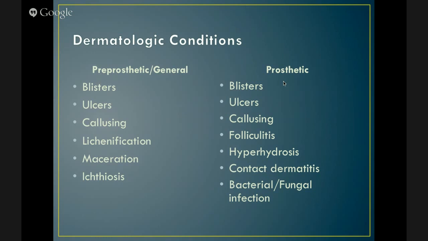In the prosthetic phase, blisters can happen if there's poor prosthetic fit or you're rubbing on the bottom of that socket. Again, ulcers and callousing are all familiar from the pre-prosthetic phase. Folliculitis occurs in somebody with inadequate skin hygiene who is wearing the socket, and they get these pimple-looking little small pustules.